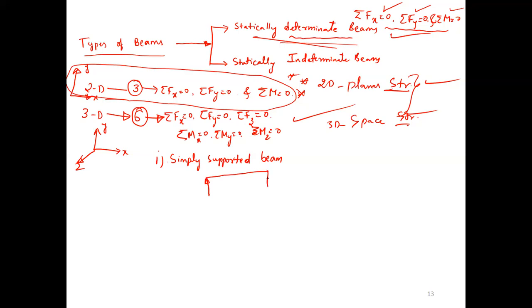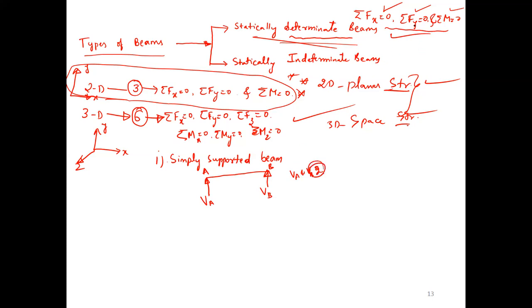Okay, a simply supported beam: the beam rests on two supports, say A and B. Now the vertical reactions are VA and VB. Now what are the total reactions? How many total external support reactions in a simply supported beam? Two, VA and VB. That is 2, right?